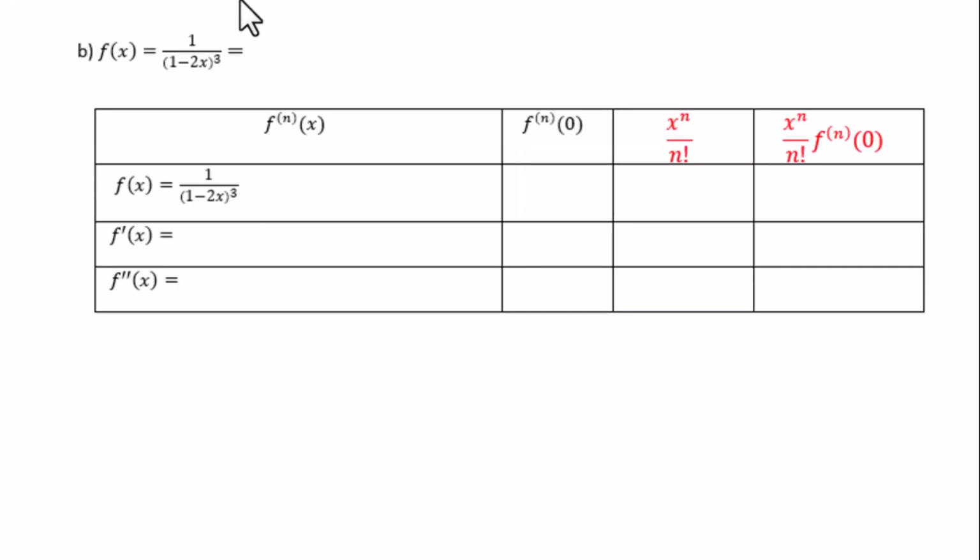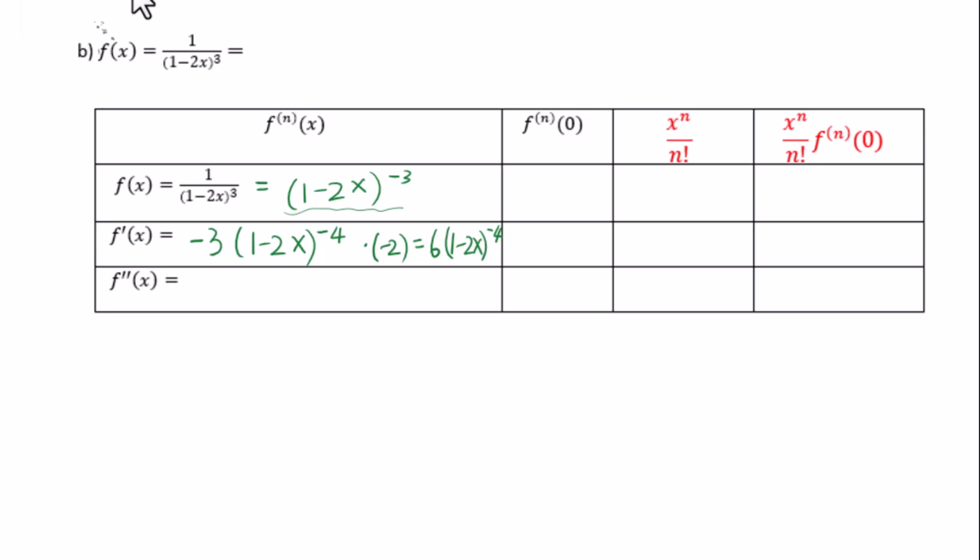f of x equals 1 over (1 minus 2x) to the third power. Change this into single power form: (1 minus 2x) to the negative third power. The derivative of this function is negative 3 times (1 minus 2x) to the negative fourth power, then times negative 2, equals 6 times (1 minus 2x) to the negative fourth power.